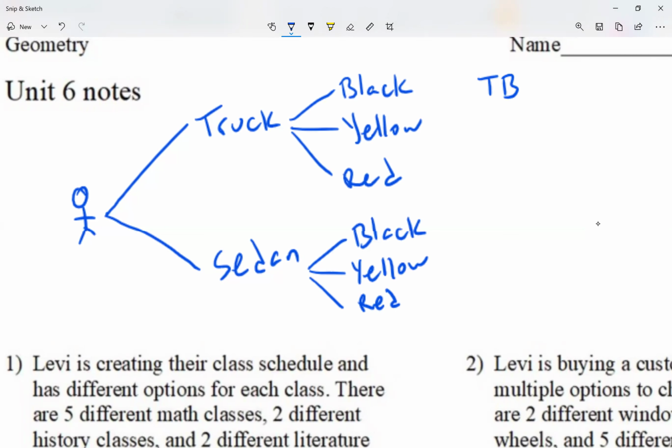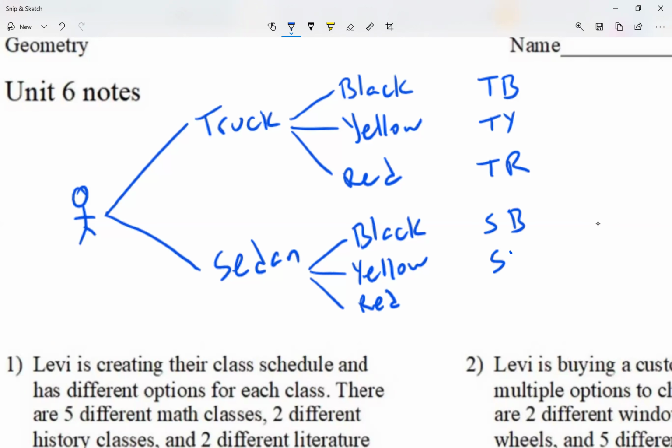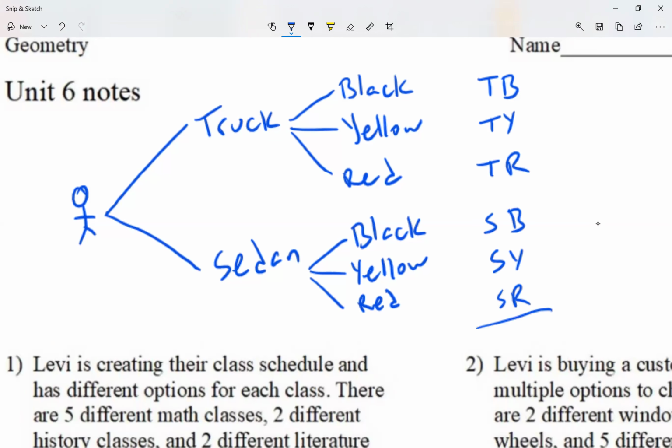I'm going to use abbreviations here: TB, truck that is black, truck that is yellow, a truck that is red, a sedan that is black, a sedan that is yellow, or a sedan that is red. So at the end of the day, I have six choices. Now, it is easy to do this when we see this. It's easy to do it when there's not that many choices.